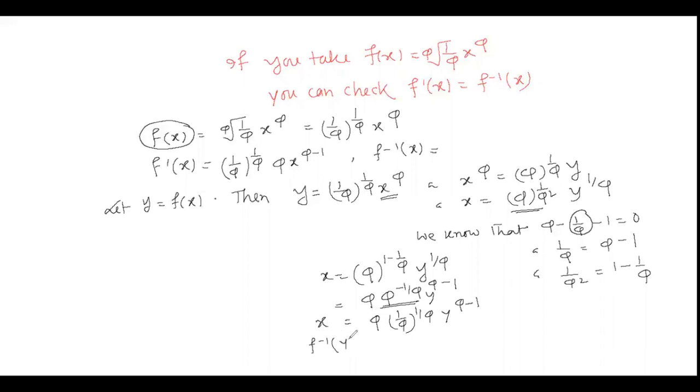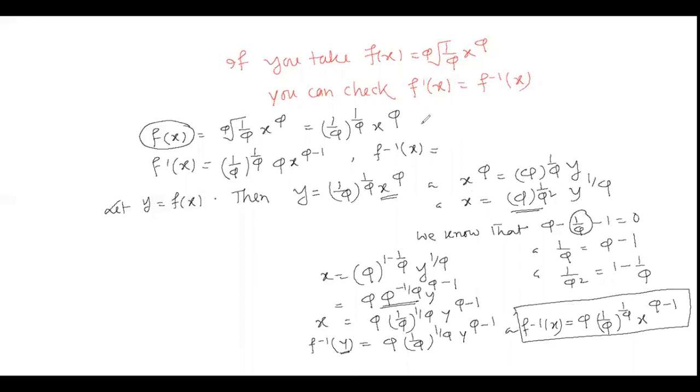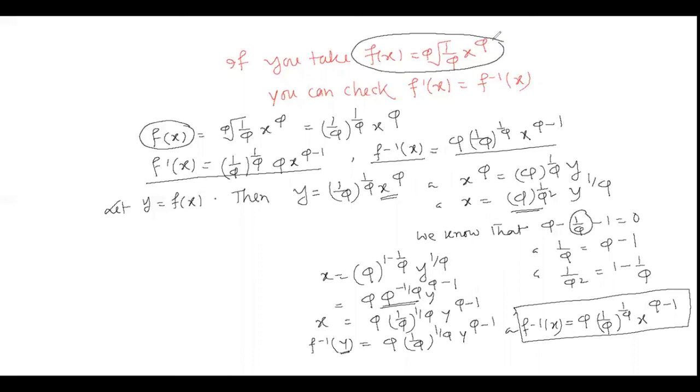Now if we put x equal to f inverse y, so f inverse y will be 5 into 1 by 5 whole to the power 1 by 5 into y to the power 5 minus 1. So f inverse x will be, if we put x in the place of y, it will be 5 into 1 by 5 whole to the power 1 by 5 into x to the power 5 minus 1. So now check that f dash x and f inverse x are same. Okay, so this is the function where you can say f dash x is equal to f inverse x. Clear? Thank you.